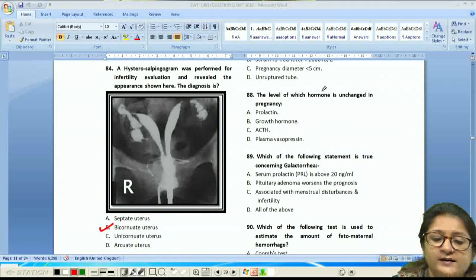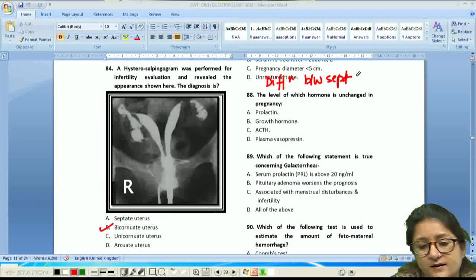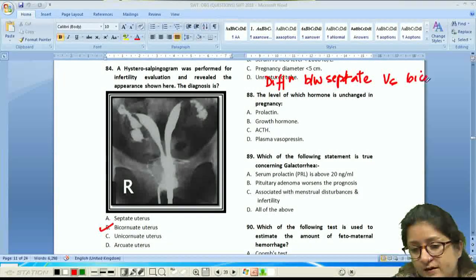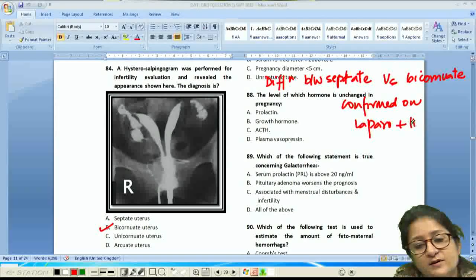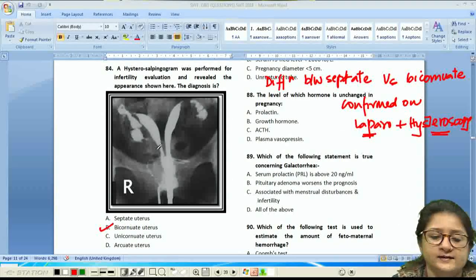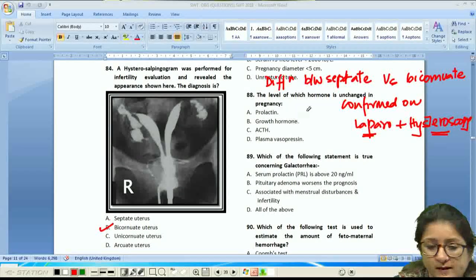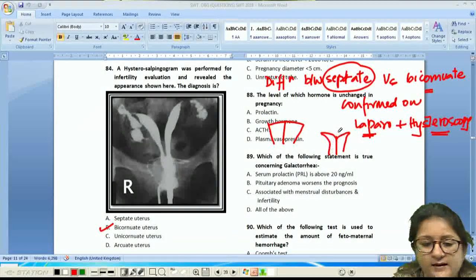You have to remember that the differentiation between septate versus bicornuate is going to be confirmed on laparoscopy plus hysteroscopy, where we are able to see the internal uterine cavity with 2 cornua as well as the laparoscopy. On laparoscopy in septate uterus, what will happen? The fundus is going to be intact. In bicornuate, what will happen? There is a septum, and there will be a dip over the fundus.